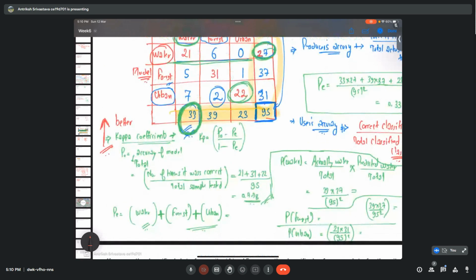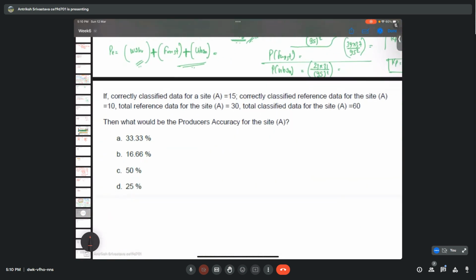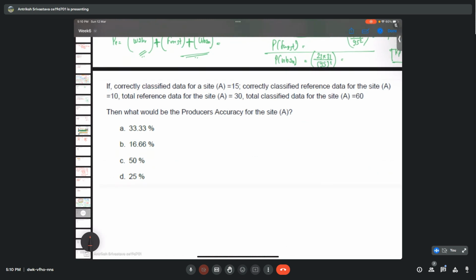Okay, now let's see if we can answer the following questions. If correctly classified data for site A is 15, correctly classified reference data for site A is 10, total reference data for site A is 30, total classified data for site A is 60, what would be the producer's accuracy for site A? Correctly classified data for site A is 15. Correctly classified reference data for site A is 10. Total reference data for site A is 30. Total classified data for site A is 60. So what is the producer's accuracy for site A?